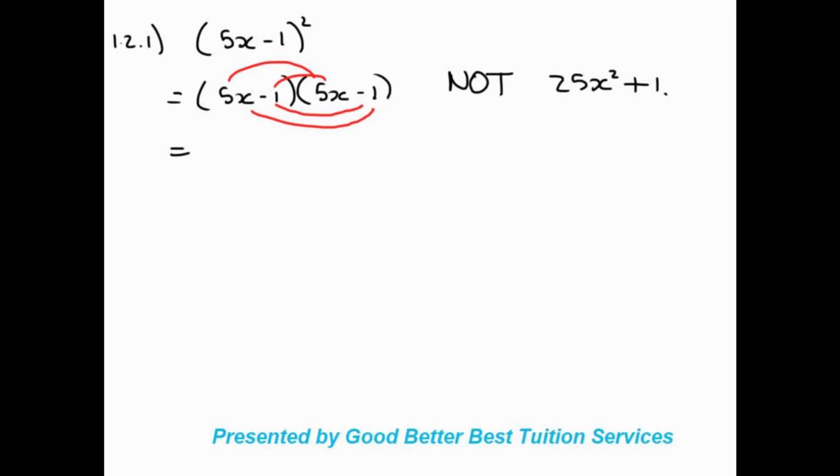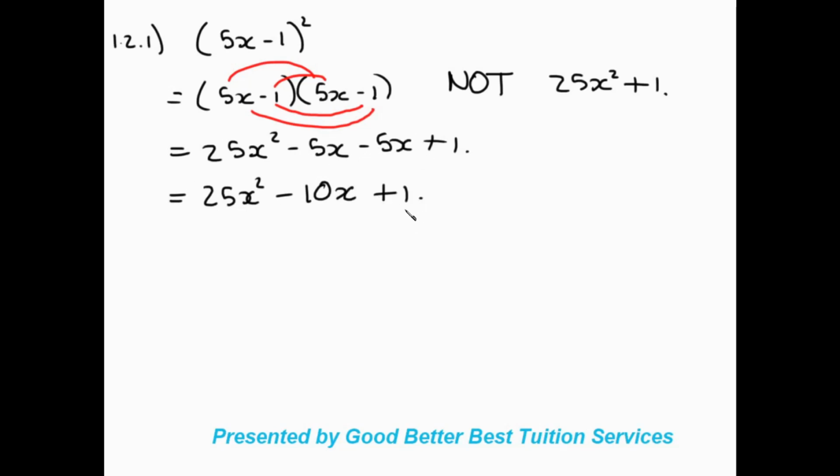Cool. So if we're timesing 5x by 5x, we get 25x squared. 5x times negative 1, we get negative 5x. Again, negative 1 times 5x, we get negative 5x once again. Negative 1 times negative 1 gives me positive 1. And our final answer will come to 25x squared, negative 5 minus 5 is going to give me negative 10x plus 1, which will be our final answer for 1.2.1. So you can see the error that happens if we just square the bracket straight, we get this answer which is incorrect. You can see it's completely different, okay?